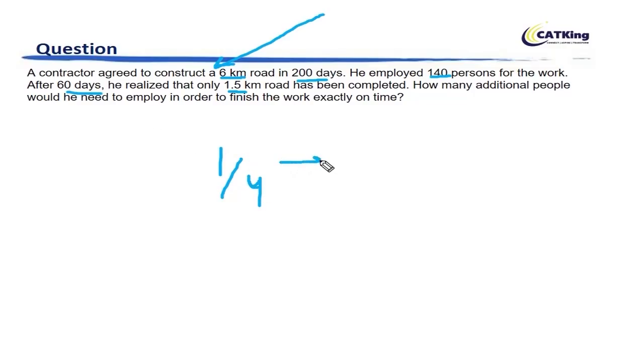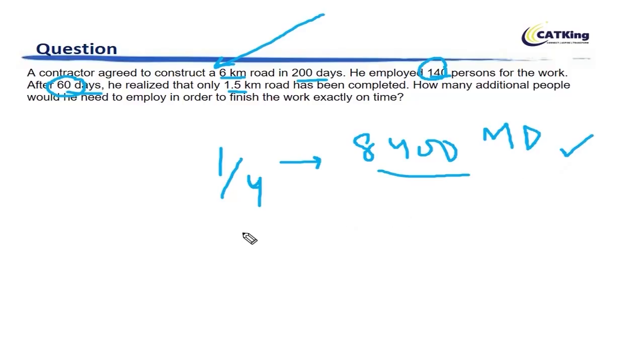So 1/4 of the work is basically how many man days? 140 men and 60 days. So it is 8400 man days. 1/4 of the work is 8400 man days. Now, how many additional people would be needed to employ in order to finish the work exactly on time? So 1/4 of the work is 8400 man days. So the remaining work is 3/4. That will be 3 times this value.